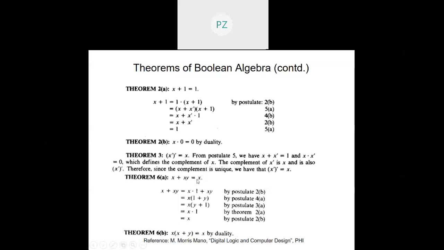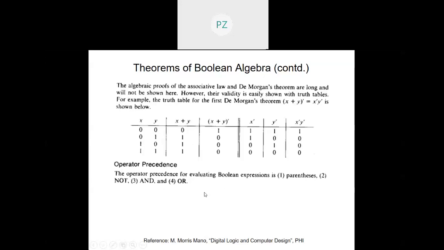And on this side it will remain x, because there is no and or operation, there is no 0 1, so this remains. So by duality I can say that x into x plus y is equal to x by duality. So these were some of the theorems that we have proved.